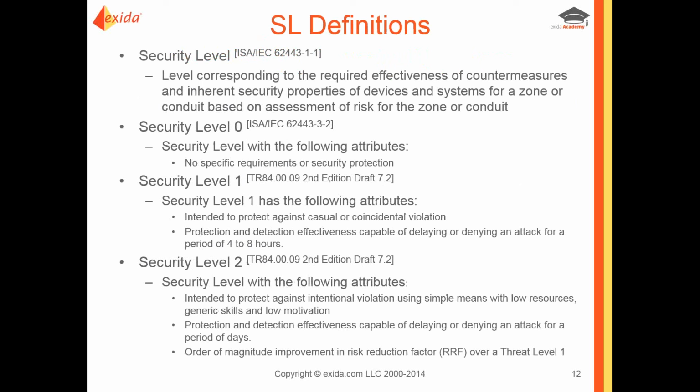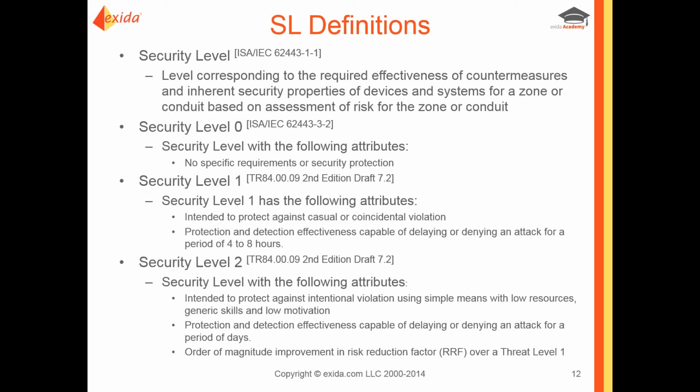We've talked about security levels, and the IEC 62443 defines security level 0 through security level 4, with the definition for security level at the top being level corresponding to the required effectiveness of countermeasures and inherent security properties of devices and systems for a zone or conduit based on assessment of risk for the zone or conduit. In the last webinar, we talked about how to go about those risk assessments.